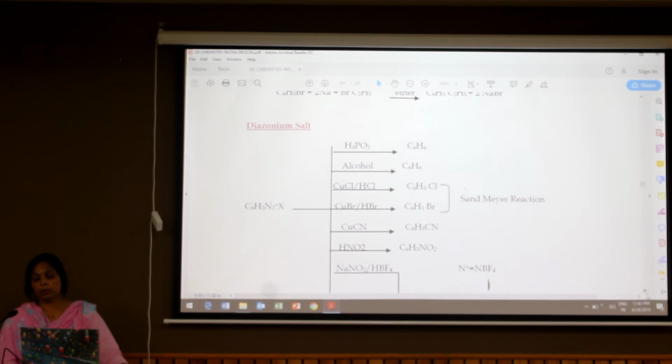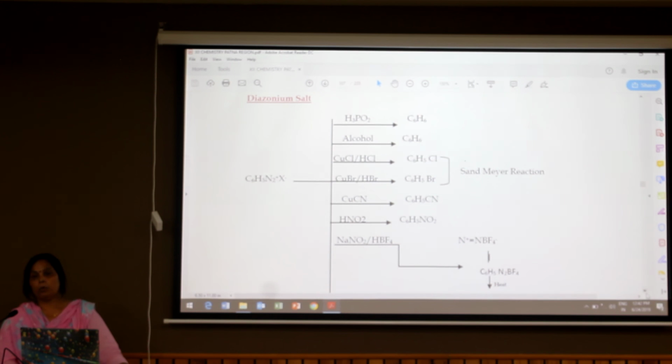Now we take diazonium salt. What is the diazonium salt? Diazonium salt is C6H5N2+ X-. Benzene diazonium salt is formed by the reaction of aniline with NaNO2 and HCl at 0 to 5 degrees Celsius. Diazonium salt is used to make many compounds. The formation of diazonium salt is called diazotization.